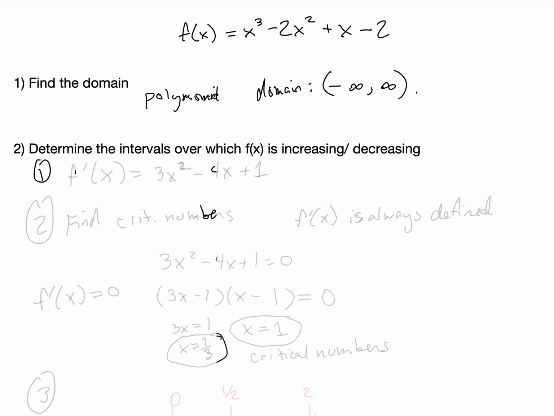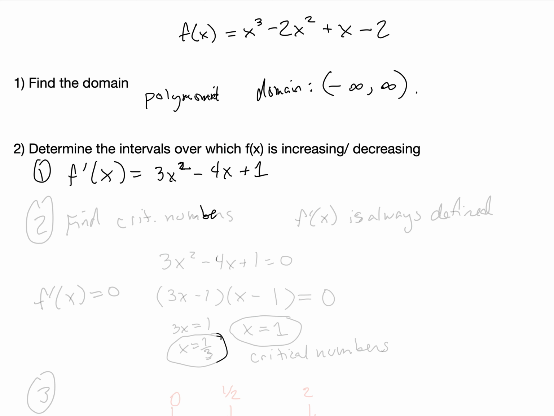Okay, determine the intervals over which f of x is increasing or decreasing. So first, we want to find f prime of x. The derivative, in this case, we just need to use the power rule. So 3x squared minus 4x plus 1 is our derivative for that function.